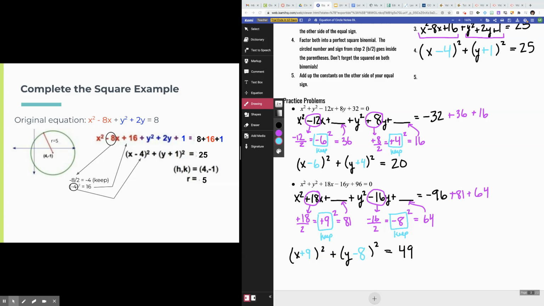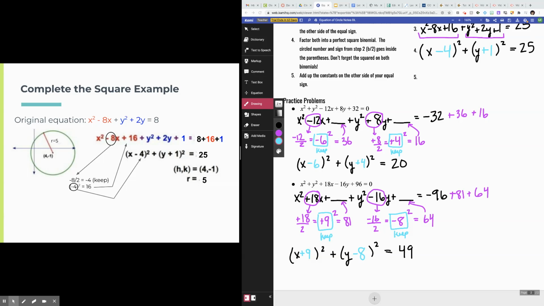And then just as a reminder, after you divide your numbers by 2, you have to keep that one number for both x and y that you can see on the screen is boxed in blue right there, right? Because that number and sign goes inside the parentheses with your x and y respectively. Okay, so my final equation for the first one is x minus 6 squared plus y plus 4 squared equals 20. So if I wanted to pick out the center and the radius of that circle, I would say the center is +6, -4. Because remember, whatever you have in the original equation, you have to switch the sign when you're identifying the center. Okay, and then my radius would be the square root of 20.